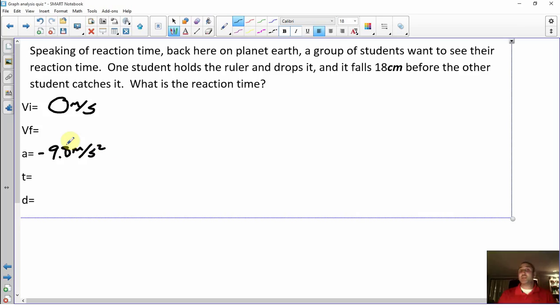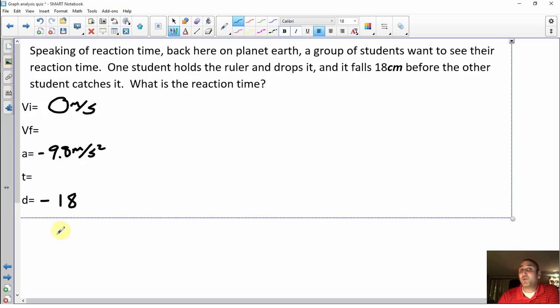And you can use negative 10 if you want. That's fine. But because we're back on Earth, we get to use Earth's acceleration. And we got this out of our bleacher ball experiment. It falls 18 centimeters, and this is the only tricky part. If you notice, I italicized and bolded it. Why would I do that? Because most of you will write negative 18 down here.